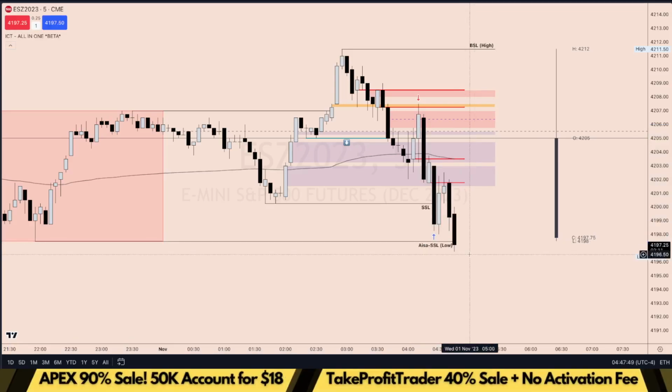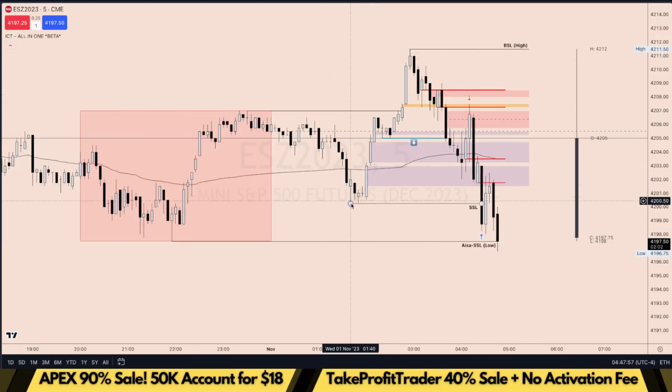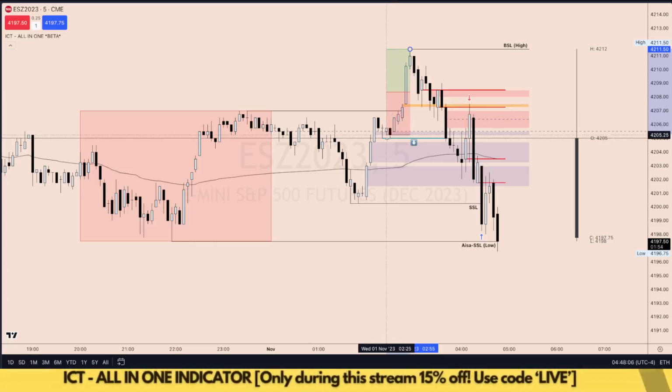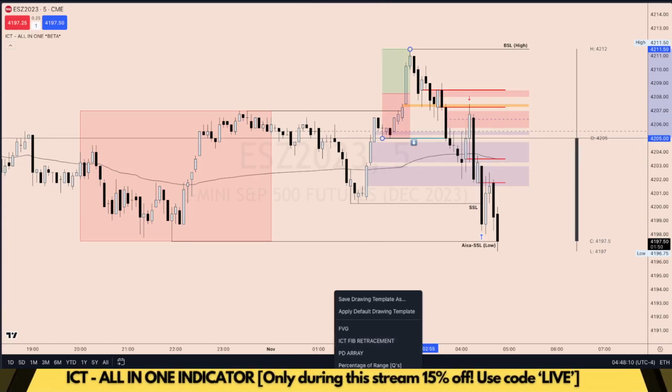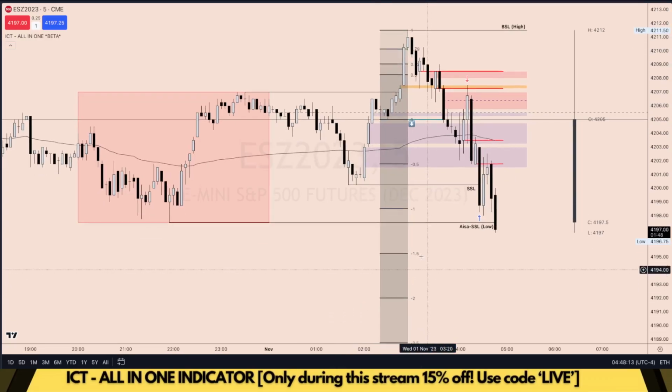And we continue lower. Well done. Power of 3. Manipulation move. Judo swing to the upside. And what do we do? We measure from our high to our market structure shift low. We use the ICT standard deviations. And right here we see we hit our first standard deviation.